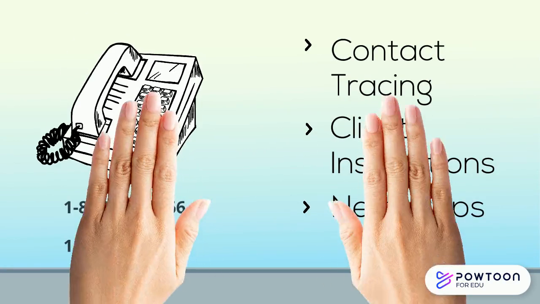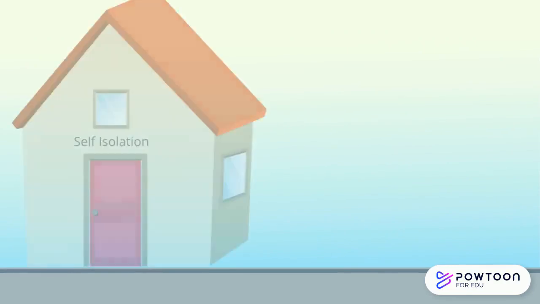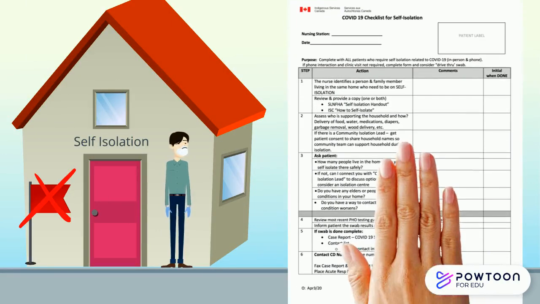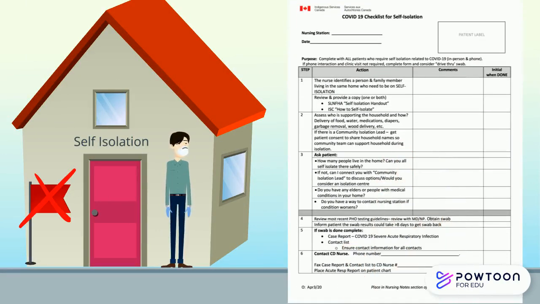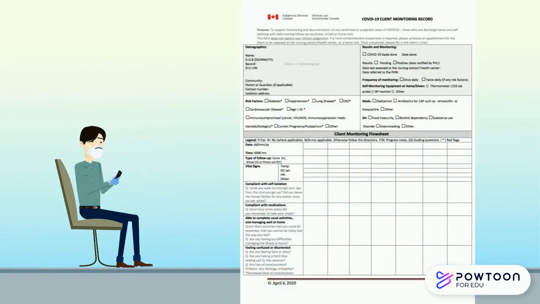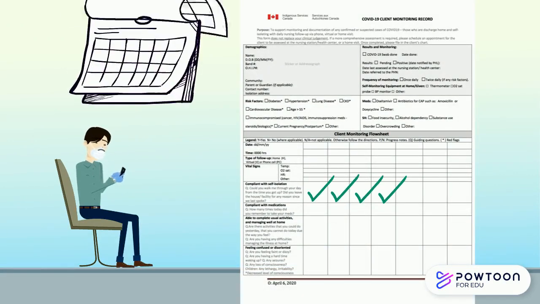Once again, after MD consultation and no red flags, Bob can go home and self-isolate. Before he leaves, we still need to fill out the COVID-19 checklist for self-isolation. After Bob gets home, he will get daily calls recorded on the client monitoring record. However, this time it will continue for 14 days regardless of test results.